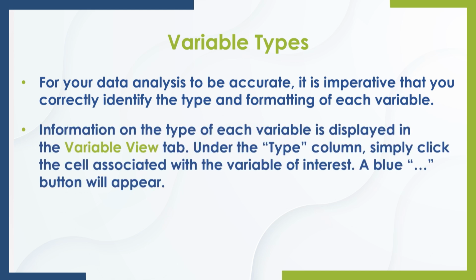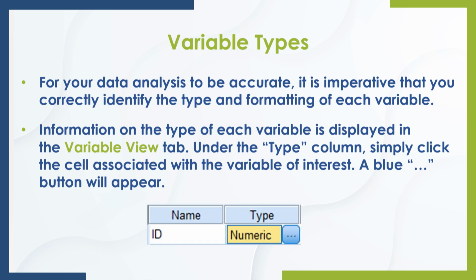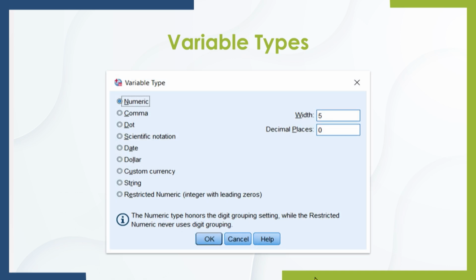Information on the type of each variable is displayed in the Variable View tab. Under the type column, simply click the cell associated with the variable of interest. A blue button will appear, which is visible like this. You may click, and you may get the different types of scale. The variable types may be numeric, comma, dot, etc., which we have already discussed in the last session.